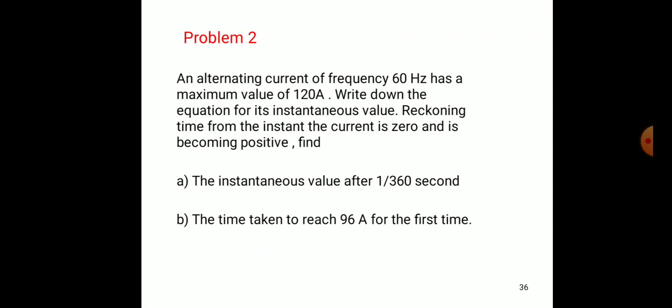An alternating current of frequency 60 Hz has a maximum value of 120 amps. Write down the equation for its instantaneous value, reckoning time from the instant the current is 0 and is becoming positive. Find the instantaneous value after 1 by 360 second. And find the time taken to reach 96 amps for the first time. This is somewhat difficult but easy.